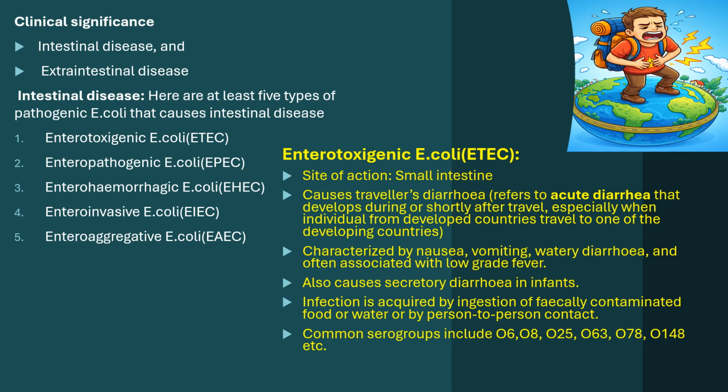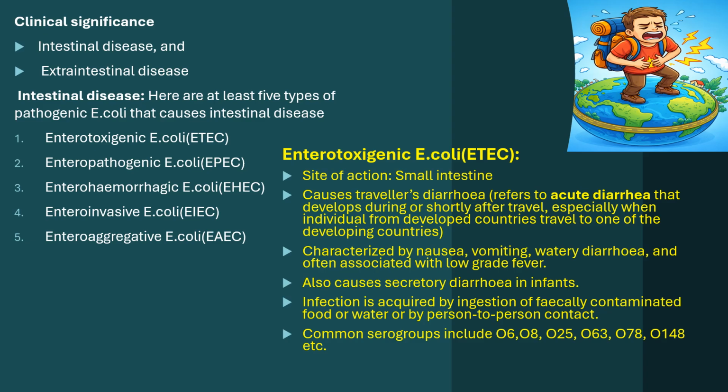Enterotoxigenic E. coli. It includes the strains of the E. coli that causes diarrhea by producing toxins. The site of action is small intestine. It causes traveler's diarrhea, which refers to acute diarrhea that develops during or shortly after travel, especially when individuals from developed countries travel to one of the developing countries. It is characterized by nausea, vomiting, watery diarrhea, and often associated with low-grade fever.